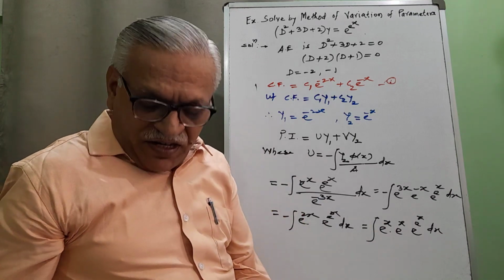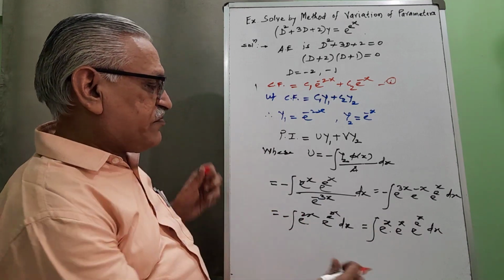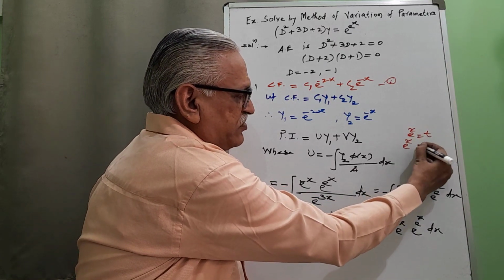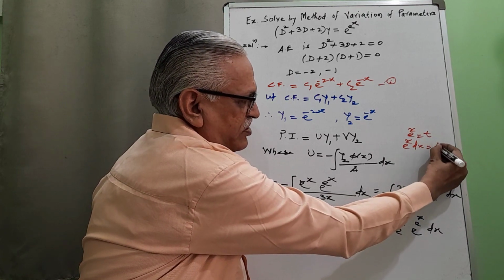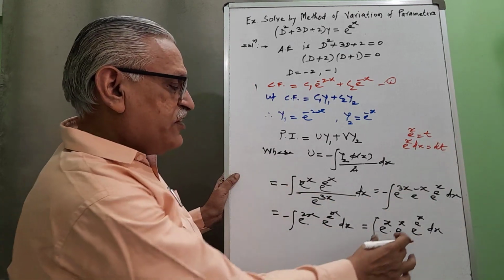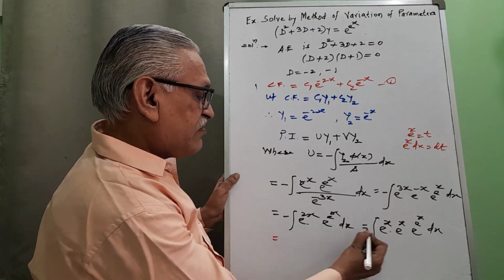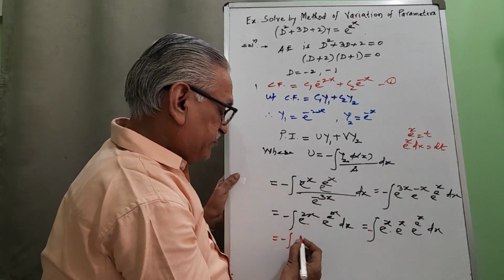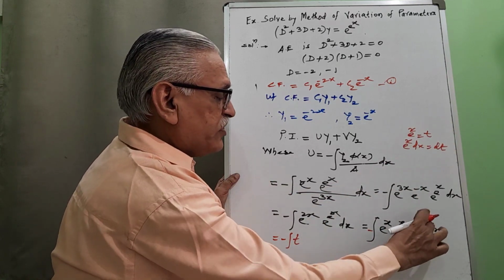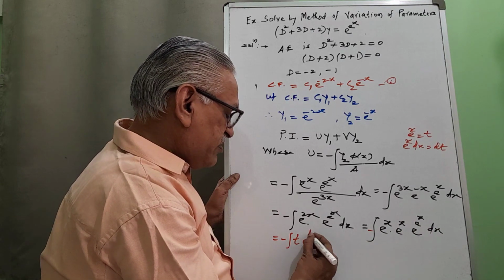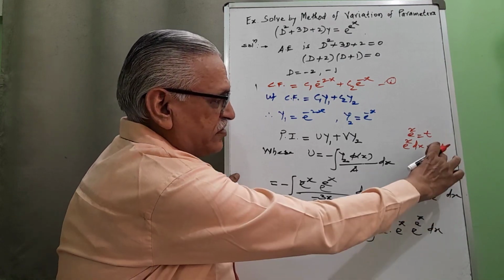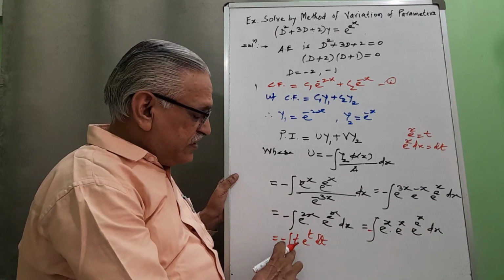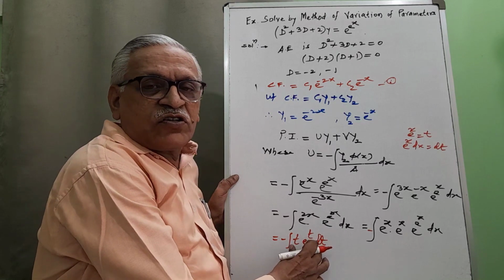To evaluate this integral, we use the substitution e raised to x as t. Differentiating it with respect to x, we get e raised to x dx is equal to dt. Therefore this integral becomes minus integration of this e raised to x, which is t, e raised to x becomes e raised to t, and this e raised to x dx is dt. Therefore that integral is t e raised to t dt, a product of two terms of t.